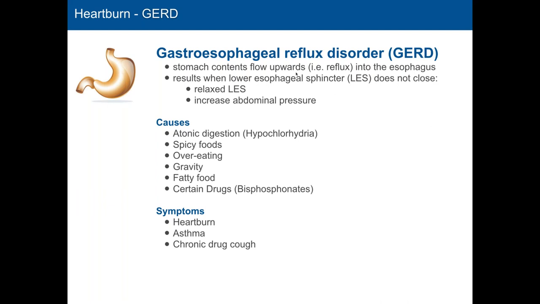So that's gravity working against you. Fatty foods, fat and too much protein tends to make things sit in the stomach too long. That's an issue. And then certain drugs like bisphosphonates can also have an issue. The main symptoms of GERD, or reflux, is going to be heartburn. But you can also get other weird things like asthma and chronic coughs, okay?